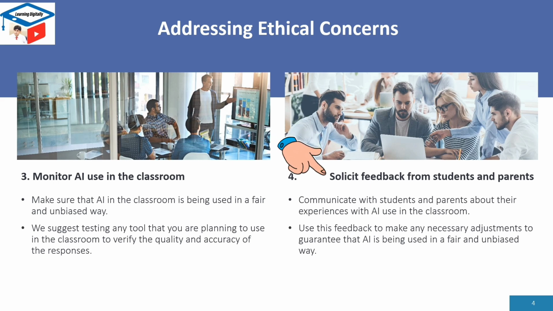Number four, solicit feedback from students and parents. Communicate with the students and parents about their experiences with the AI use in the classroom. Use this feedback to make any necessary adjustments to guarantee that AI is being used in a fair and unbiased way.